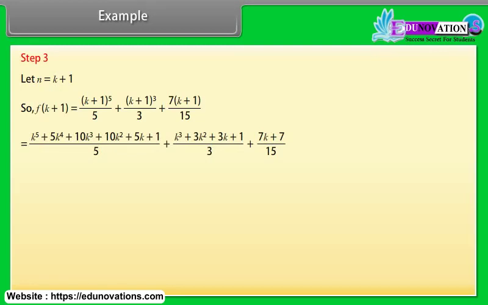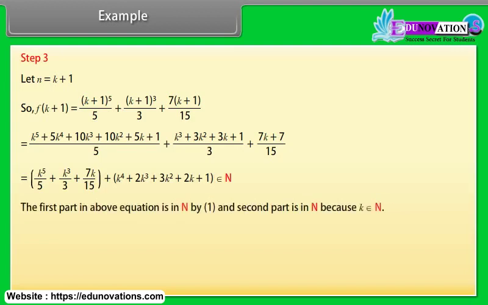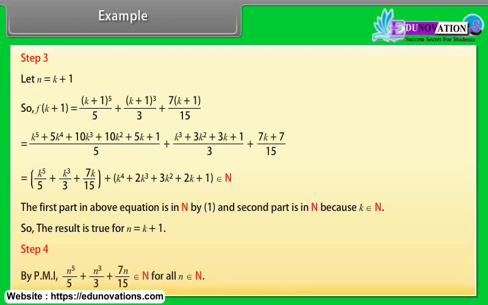Now by calculating it, we get f of k plus 1 is equal to k raised to power 5 by 5 plus k raised to power 3 by 3 plus 7k by 15 plus k raised to power 4 plus 2 into k raised to power 3 plus 3 into k raised to power 2 plus 2k plus 1 belongs to N. The first part in the above equation is in N by 1 and the second part is in N because k belongs to N. So, the result is true for n is equal to k plus 1. Step 4. By principle of mathematical induction, n raised to power 5 by 5 plus n raised to power 3 by 3 plus 7n by 15 belongs to N for all n belongs to capital N.